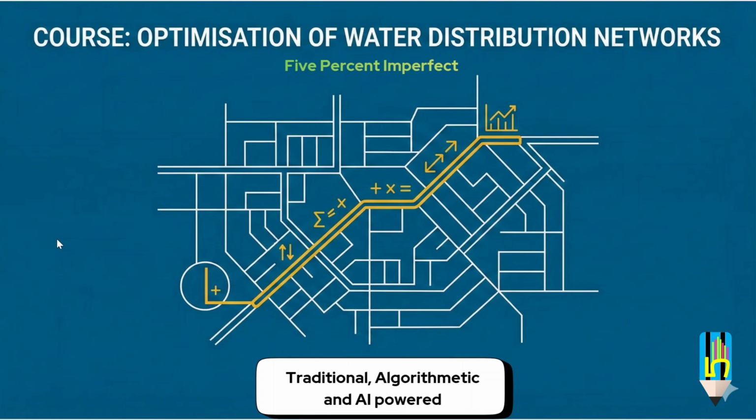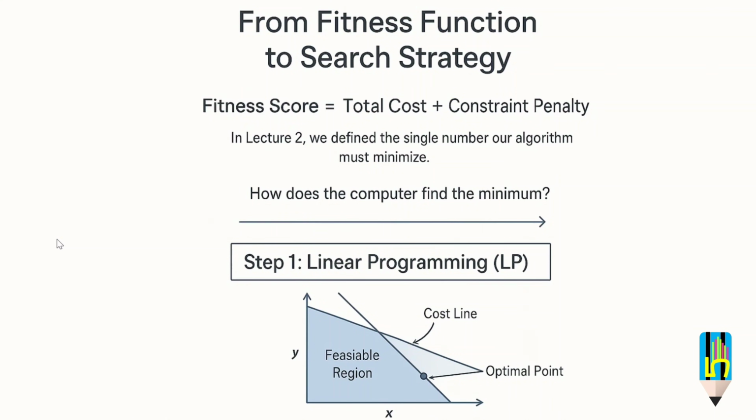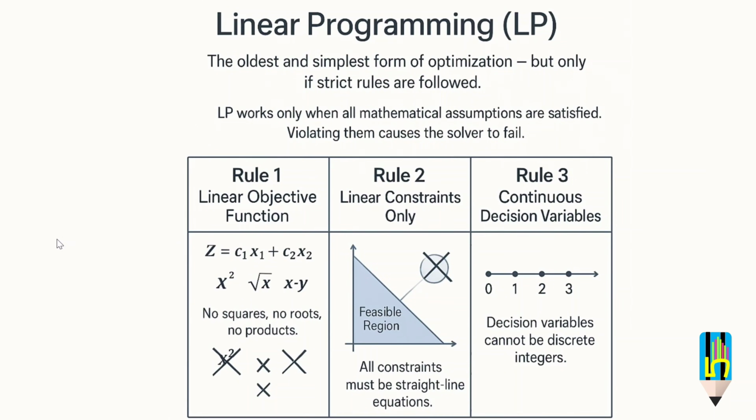Linear programming is one of the oldest and simplest forms of optimization. It has three strict and non-negotiable rules. If you violate these rules, the solver will fail. The first rule is that the objective function must be linear, right? And rule number 2 is that all the constraints must also be linear, the simple straight line we can say.